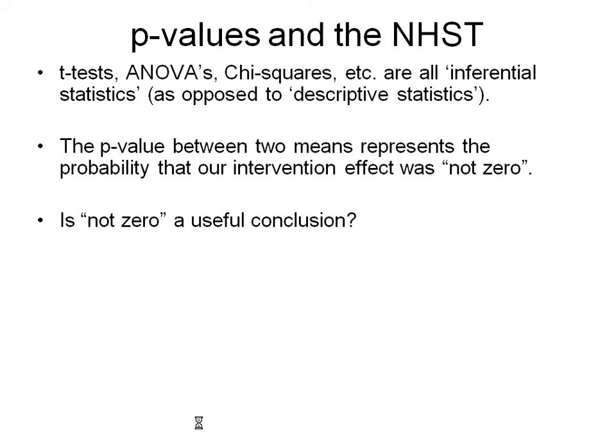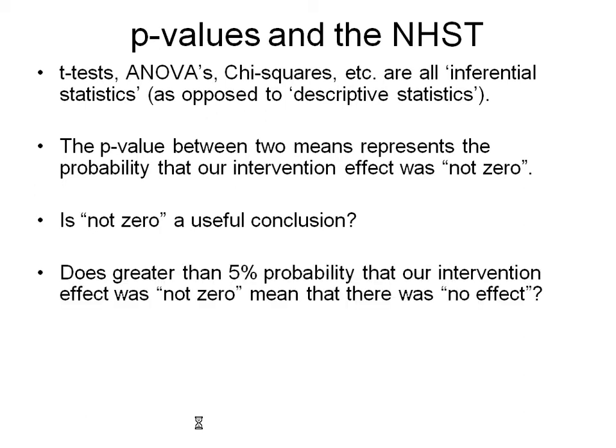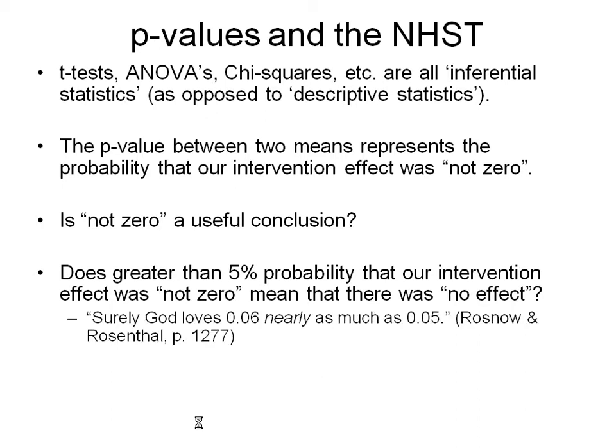If we just base this on the 0.05 landmark, or even if p is 0.1 or 0.2 or whatever, basing it on some kind of arbitrary landmark only indicates the probability that the effect was not zero. And especially using 0.05, a 5% probability that our intervention was not zero doesn't mean that there was no effect. Right? And I found this great quote: surely God loves 0.06 nearly as much as 0.05.